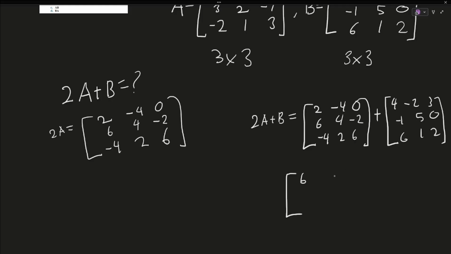-4 will be added with -2, we will have -6. 0 will be added with 3, we will have 3. 6 will be added with -1, we will have 5. 4 will be added with 5, so we will have 9. -2 will be added with 0, we will have -2. -4 will be added with 6, we will have 2. 2 will be added with 1, we will have 3, and 6 will be added with 2, we will have 8.